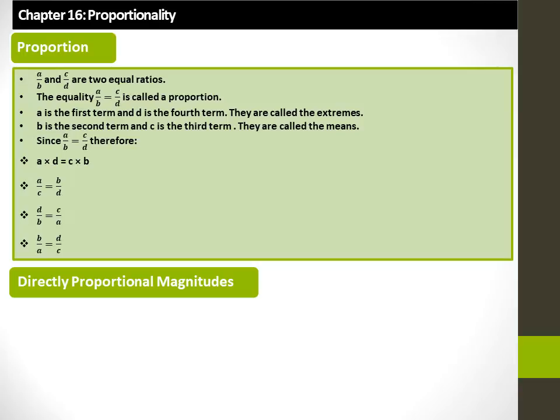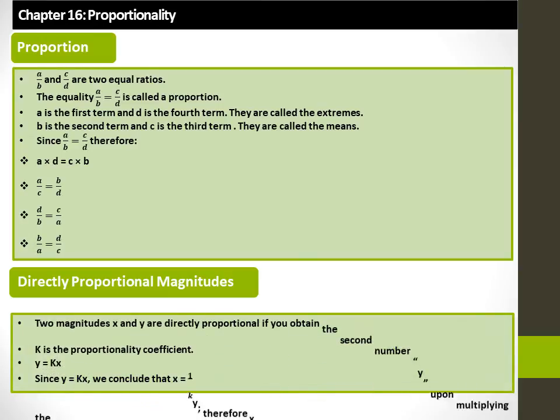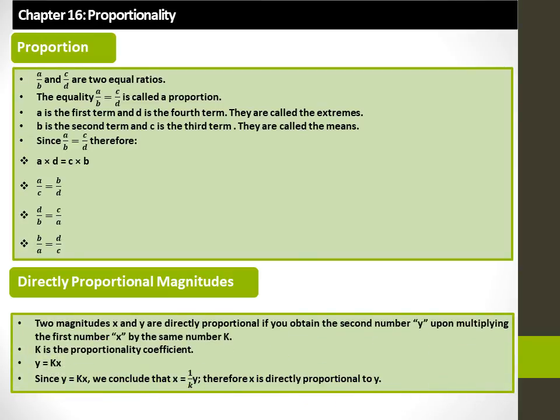Directly proportional magnitudes. Two magnitudes x and y are directly proportional if you obtain the second number y upon multiplying the first number x by the same number k. K is the proportionality coefficient. Y equals kx. Since y equals kx, we conclude that x is equal to 1 over k y. Therefore, x is directly proportional to y.